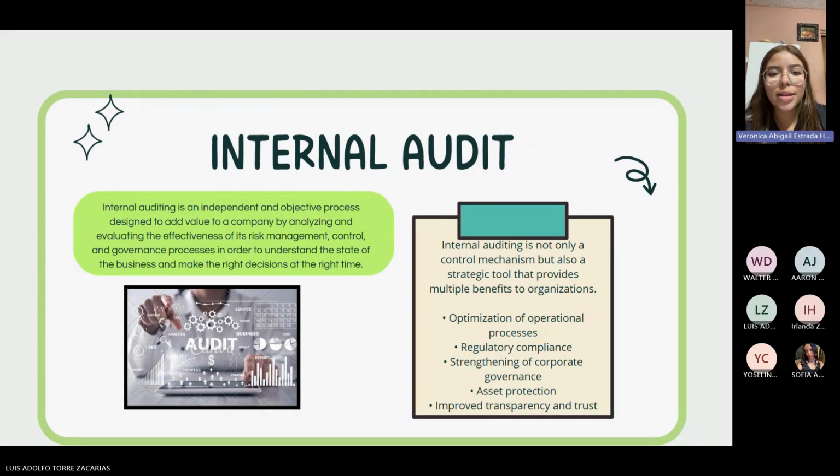Internal auditing is an independent and objective process designed to add value to a company by analyzing and evaluating the effectiveness of its risk management, control, and governance processes in order to understand the state of the business and make the right decisions at the right time. It's not only a control mechanism but also a strategic tool that provides multiple benefits to the organization, such as optimization of operational processes, regulatory compliance, strengthening of corporate governance, asset protection, and improved transparency and trust.